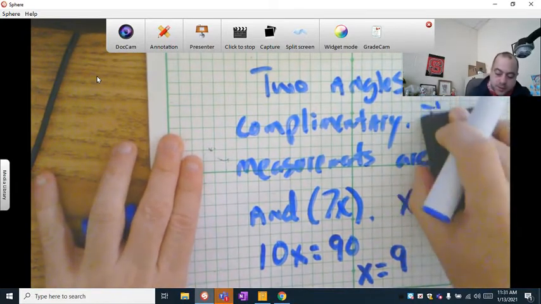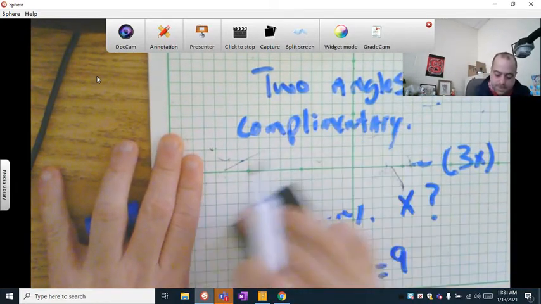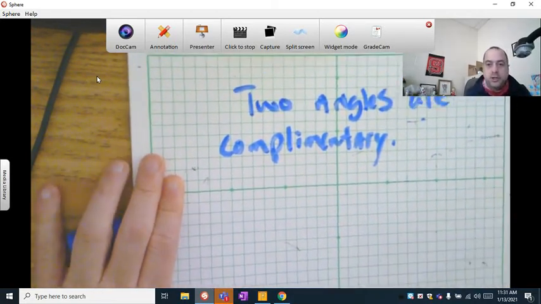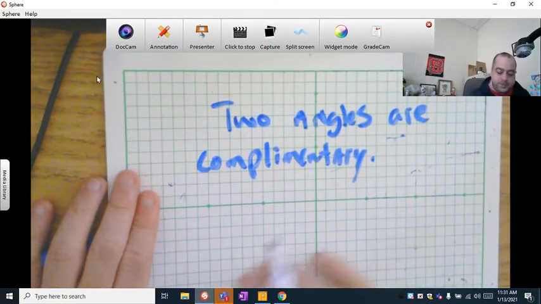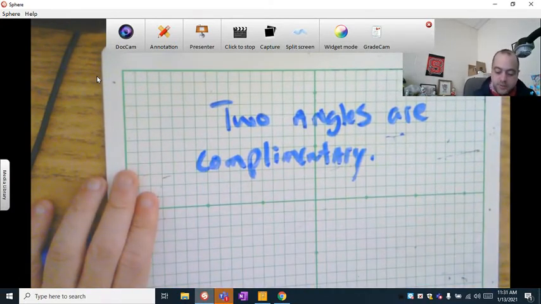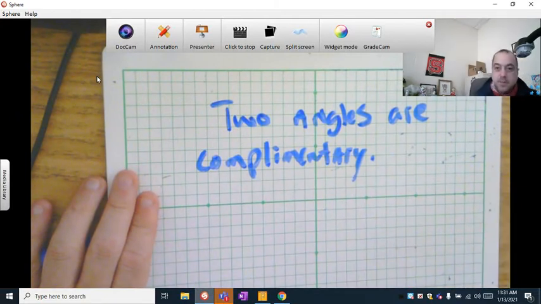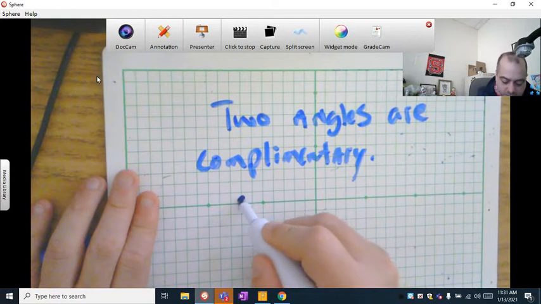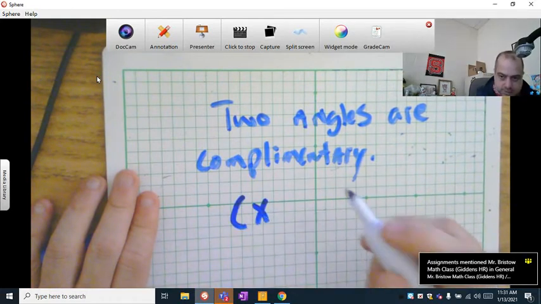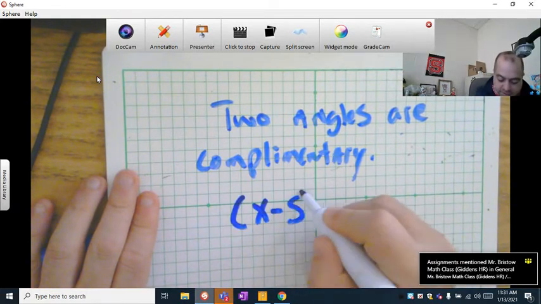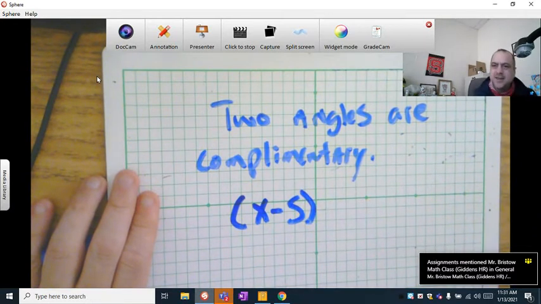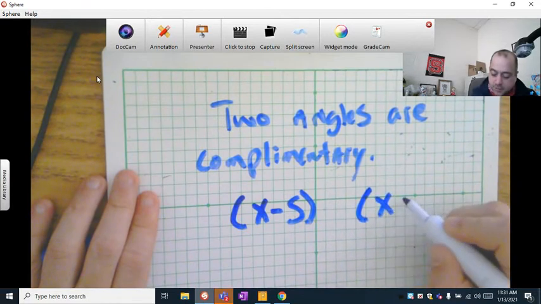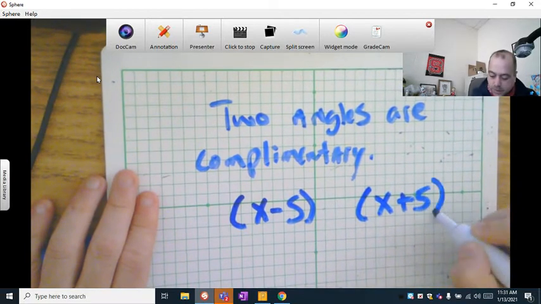All right, let's try another one. This will help you on your quiz, so make sure you watch this whole video, all right? This one's a little bit trickier. We're going to say the measurements of these two angles are, let's say they are x minus 5 is the first one. And let's say the second angle is x plus 5. All right?